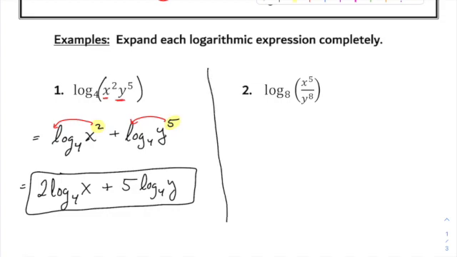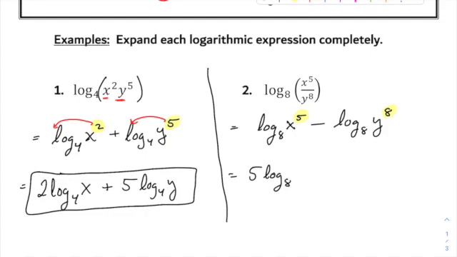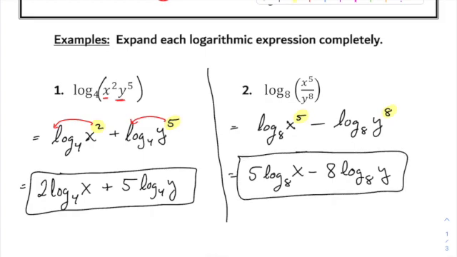Number 2 here, log base 8 of x to the fifth divided by y to the eighth. I'm going to break that up to log base 8 of x to the fifth minus log base 8 of y to the eighth. And now I'm going to pull those exponents out in front as coefficients using my power property in reverse. So that will be 5 log base 8 of x minus 8 log base 8 of y. And there we go. Pretty simple. That's the basics in a nutshell.